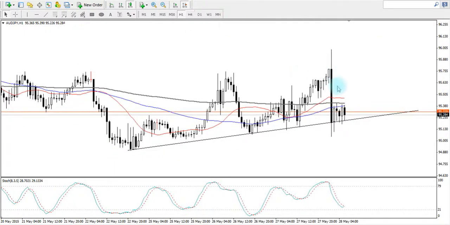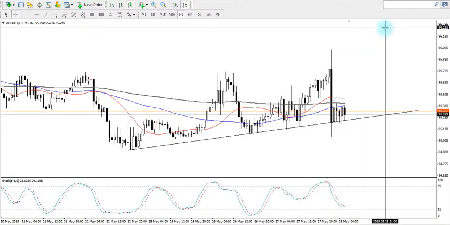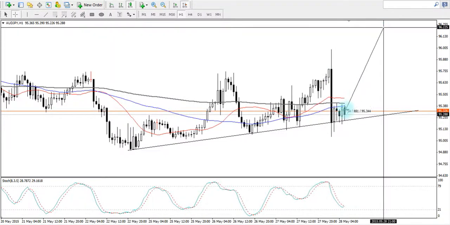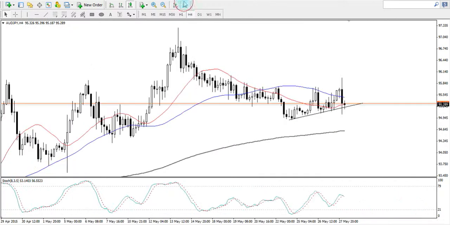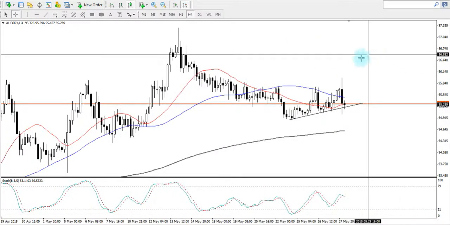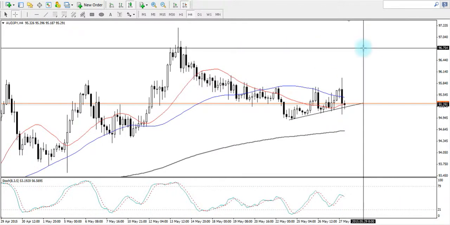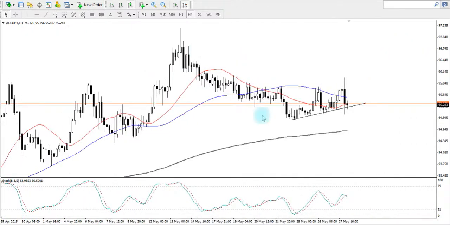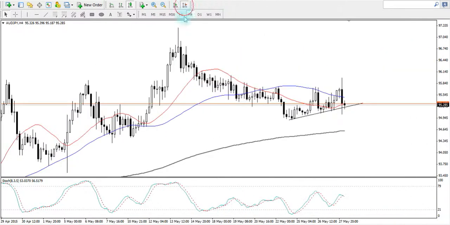Of course, we're expecting price to appreciate further to form another higher high. That will give you much more profits, all the way probably back to the previous high right here at 96.75 or even higher. So just take note of this pair.